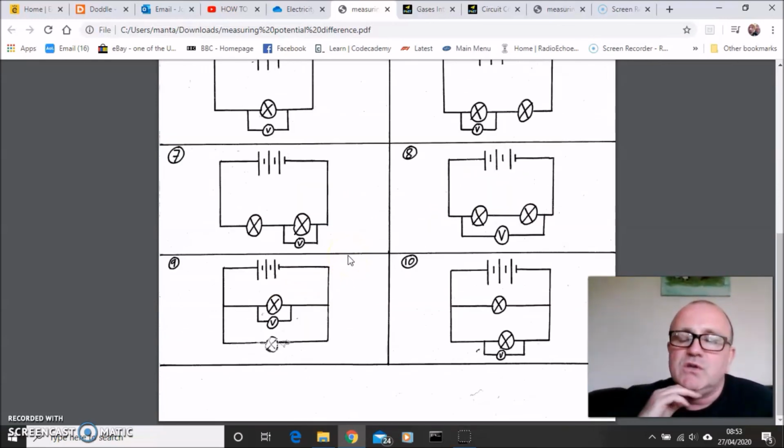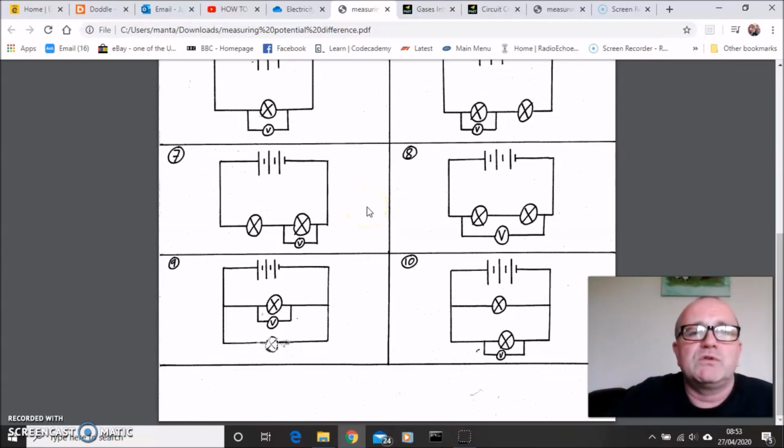So what I want you to do is to just investigate, just like we did before, build the circuits, make a little note of the readings. What do you notice? What patterns can you see in your results? As ever, if you would like to post me the work that you've done, that would be absolutely amazing. I'm loving reading the stuff that you've done.